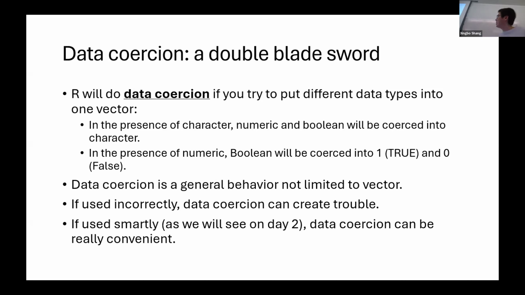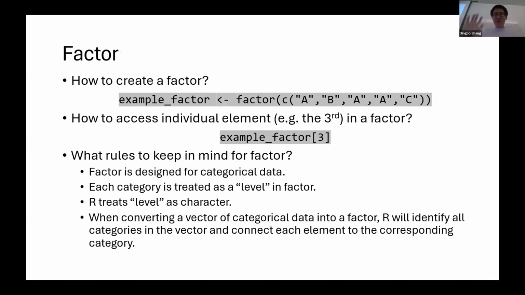But as we will soon see on day 2, an example will show you, if you have a very clear mind about data type, you can take advantage of this behavior to make your life much easier. What takes 10 lines of code to achieve can be achieved with just 1 line of code if you can use data coercion smartly. So don't skip tomorrow's class. Otherwise you will never know how to take advantage of data coercion.